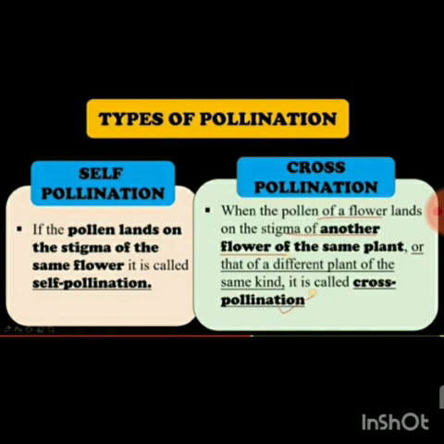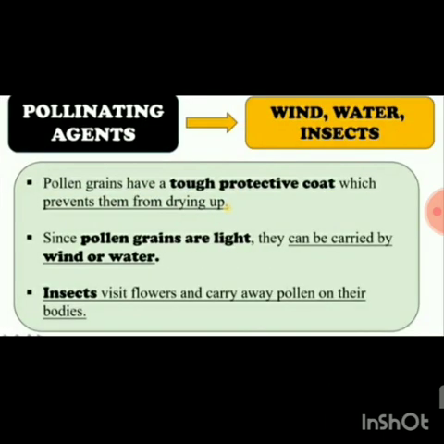We have seen before the types of pollination, that is self-pollination and cross-pollination. If the pollen lands on the stigma of the same flower, it is called self-pollination. And when the pollen of a flower lands on the stigma of another flower of the same plant or of a different plant of the same kind, it is known as cross-pollination. Now, what are the pollinating agents? As we have seen, wind, water, insects, animals, birds.